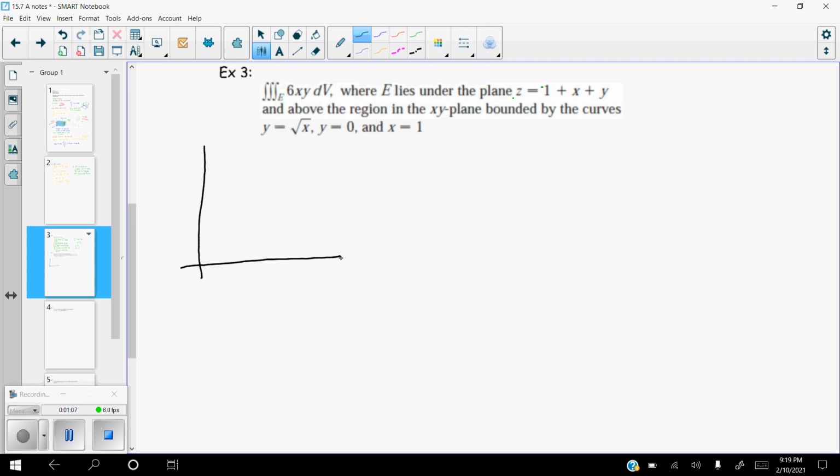our two-dimensional domain in the xy plane, because it does say above the region in the xy plane bounded by the curves. So y equals the square root of x looks like that. y equals 0, that's the x-axis, and x equals 1, which we'll just say is that vertical line right there. So this is the region, we'll see that's 1, in the xy plane.